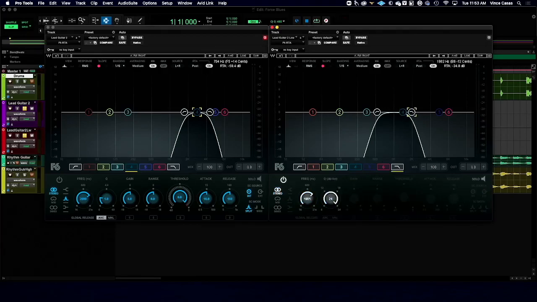There it is. So when I'm listening to these guys play an octave from each other, this is what we should be hearing here.